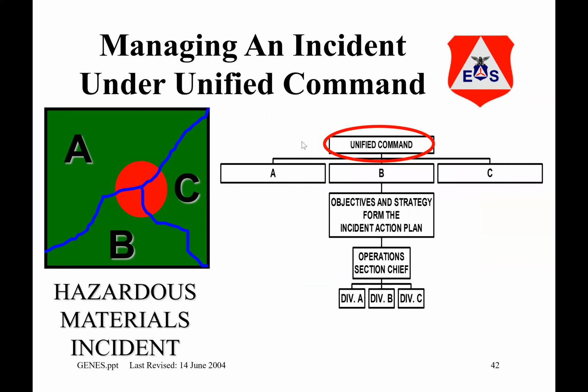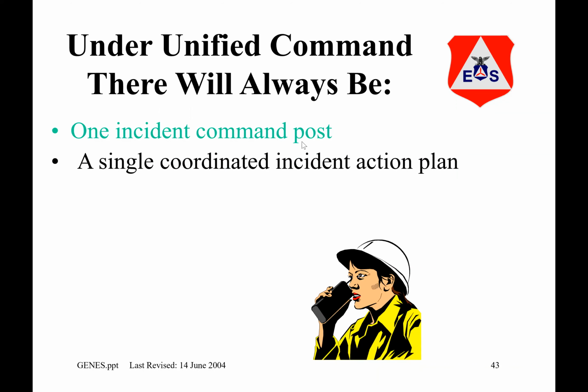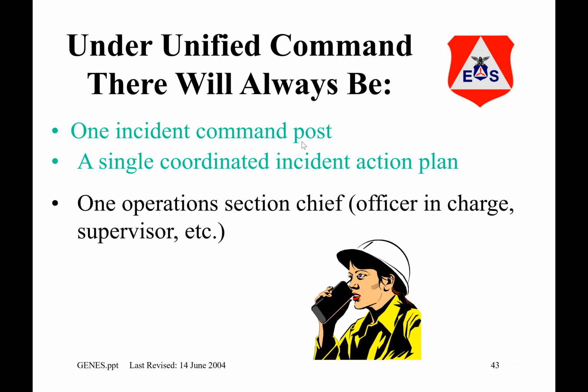Managing an incident under a unified command, it's ABC. You've got unified command of three jurisdictions working over one spot. One incident command post, single coordinated incident action plan. In other words, each little group doesn't come up with their own plan. It's one plan the entire team is working under. And one operations section chief, an officer in charge or supervisor. Again, because Cowlitz County is working with Clark County and I forget the next county. If you've got three counties working together, one person is in charge over all three.